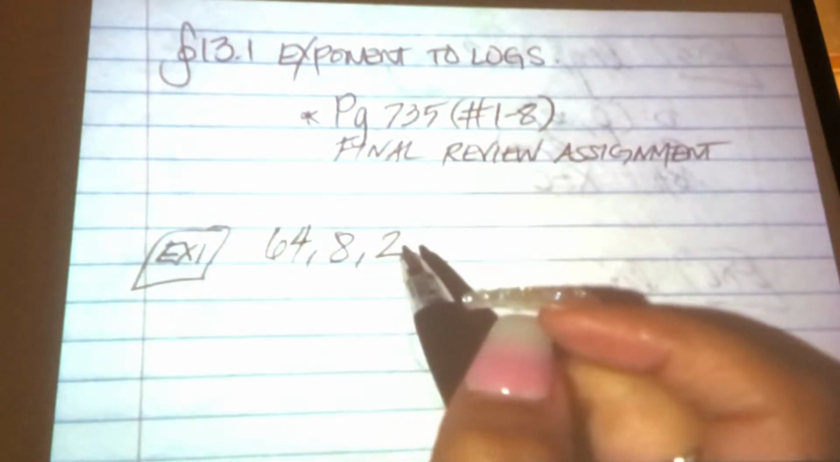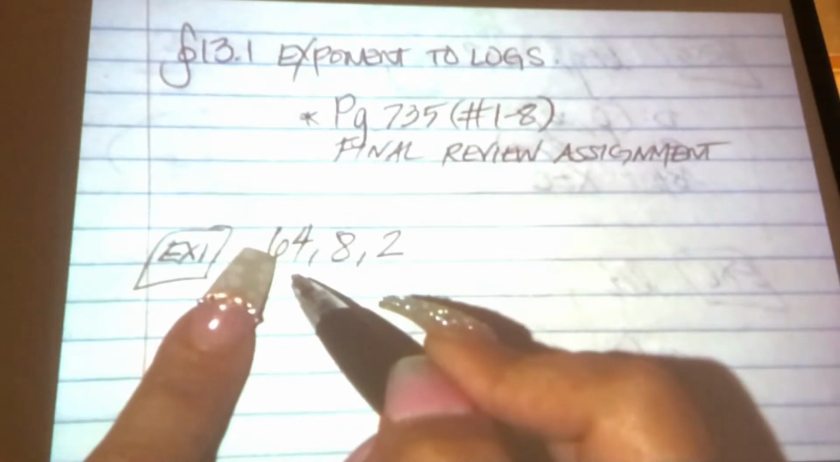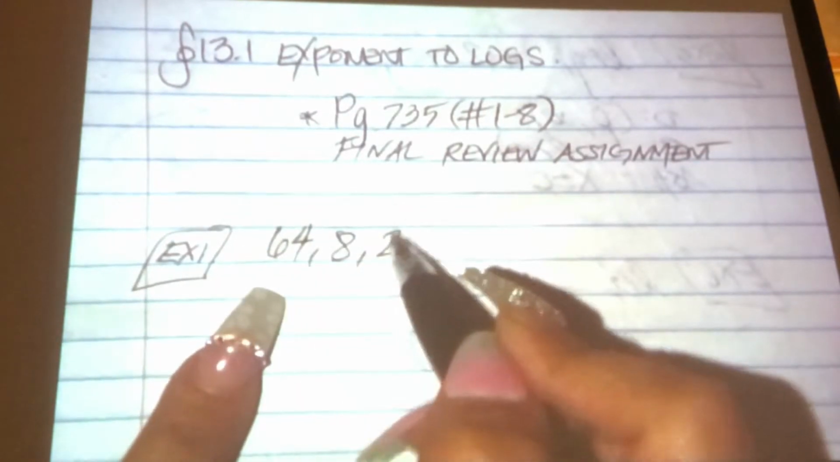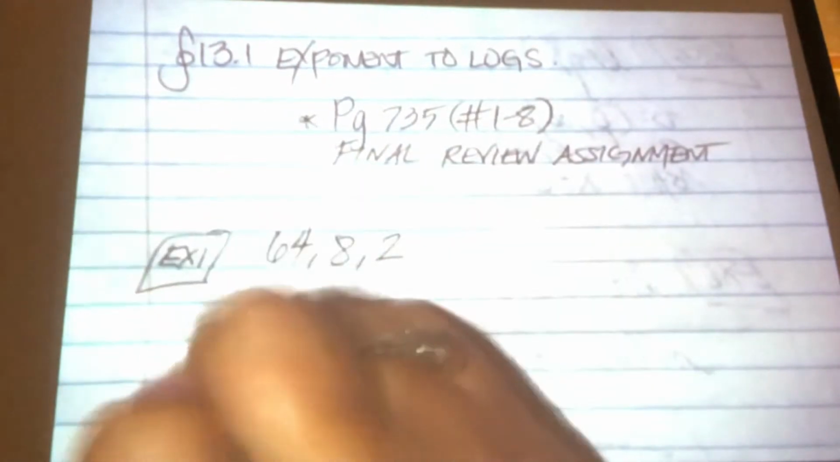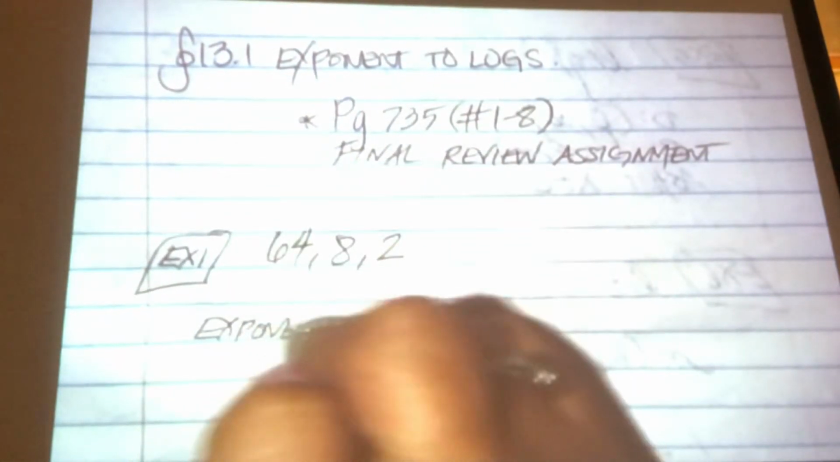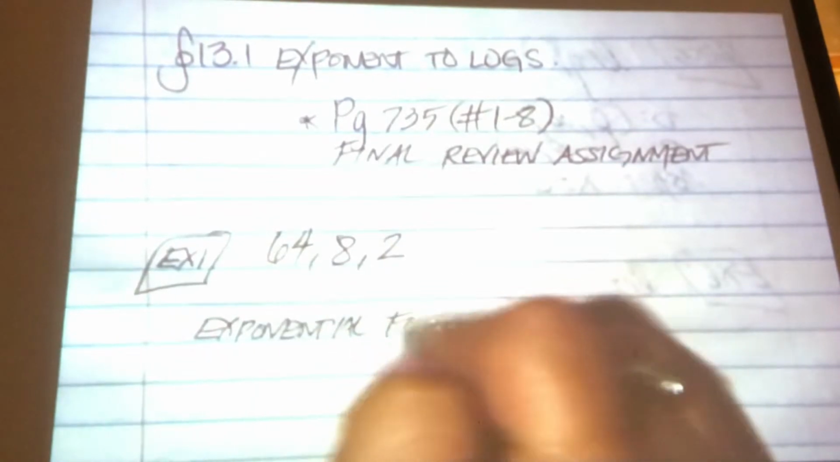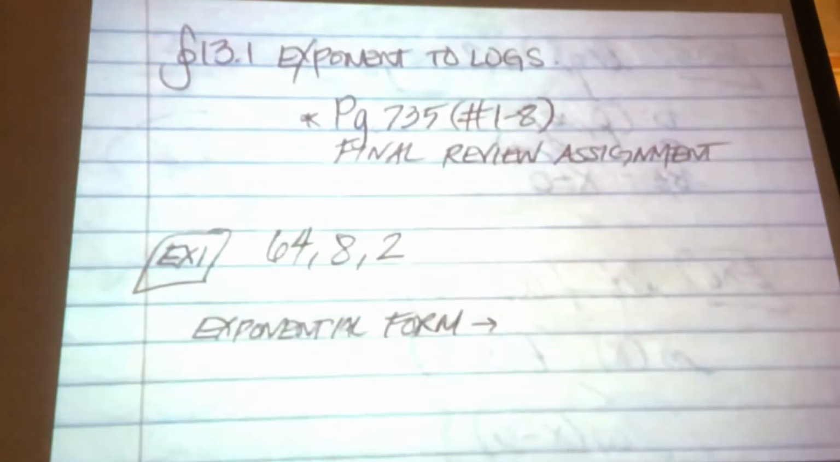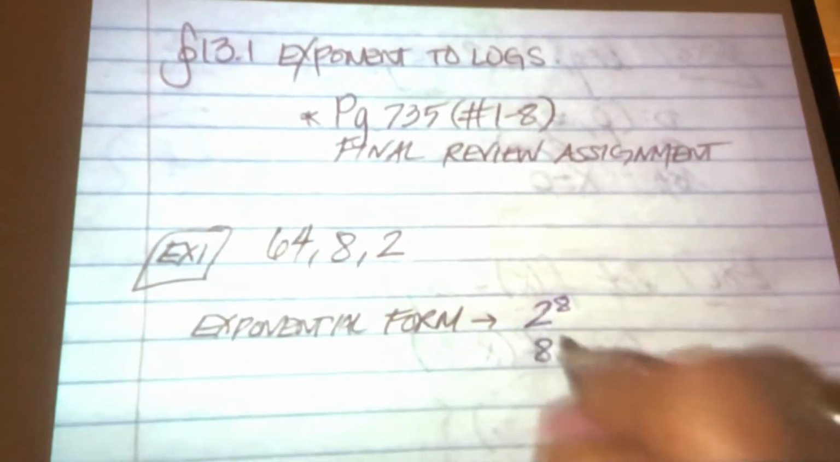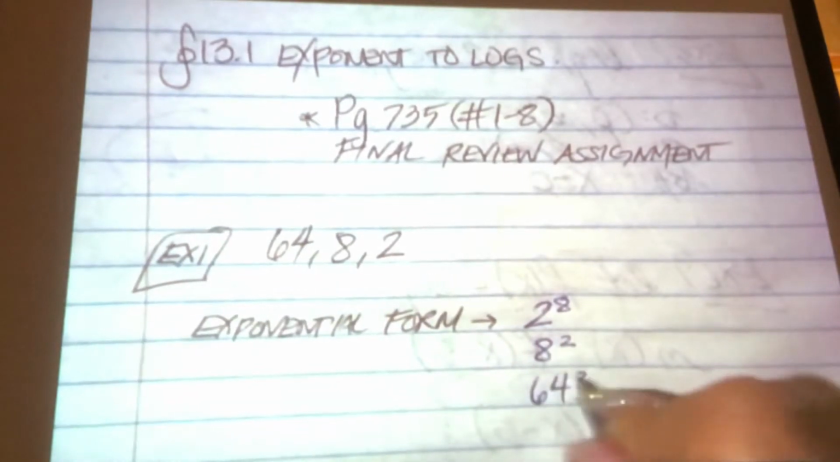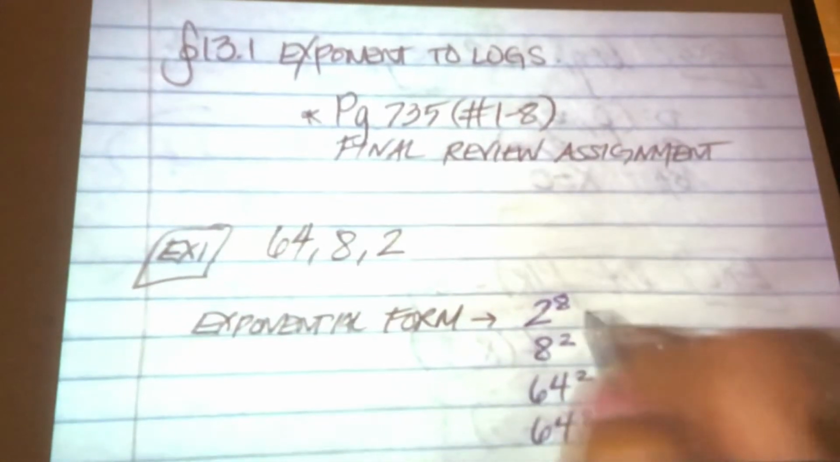So you should be able to tell me how these three numbers are related. I think that most of us will recognize that in an exponential form, if you're ever unsure about how this works, you just try different exponential forms. So you would try like 2 to the 8th, 8 squared, 64 squared, 64 to the 8th, and see if it gives you that third number.